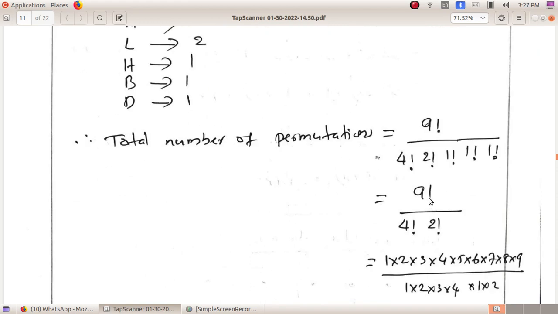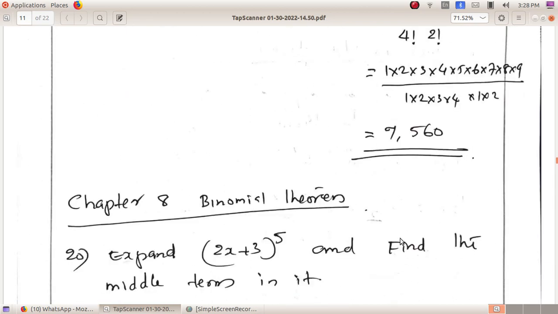So what is 9 factorial? 1 into 2 into 3 up to 9. 4 factorial is 1 into 2 into 3 into 4. What is 2 factorial? 1 into 2. So by simplifying, you will get the answer.